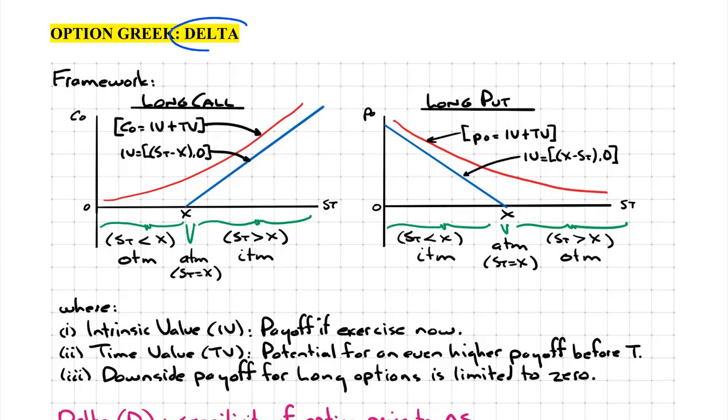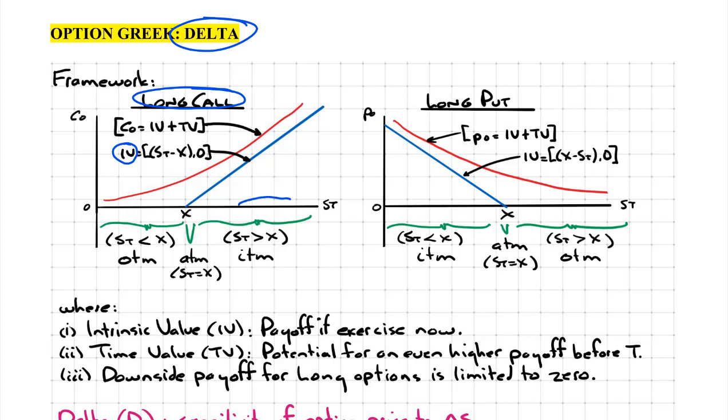Option Greek delta. The framework we're going to use is as follows. First, let's have a look at a long call position. And the starting point is to see what the intrinsic value of a call option is. Now, a call option says you have the right to buy the underlying asset for a particular strike price.